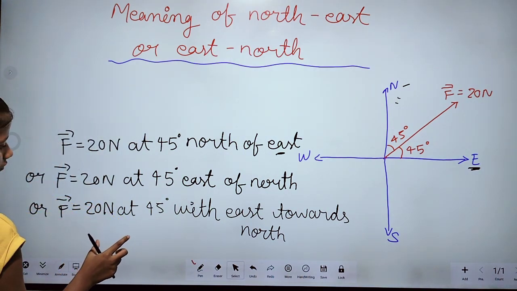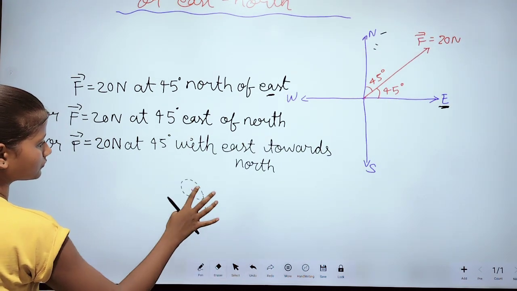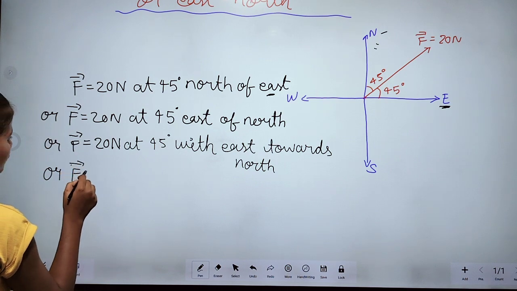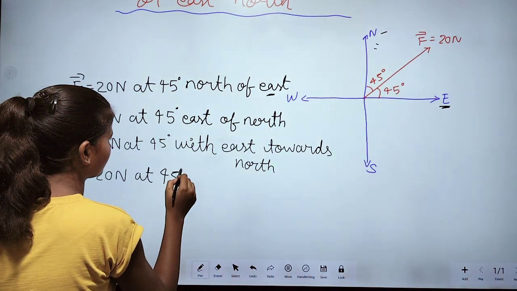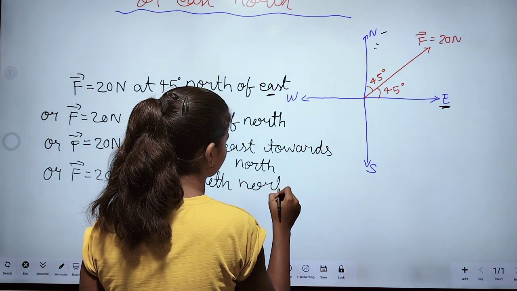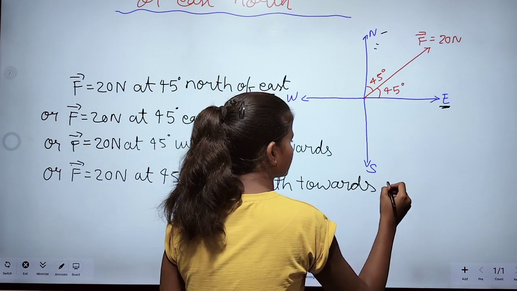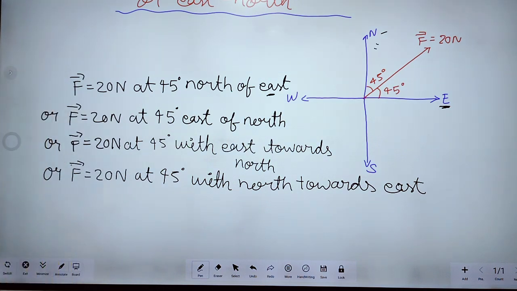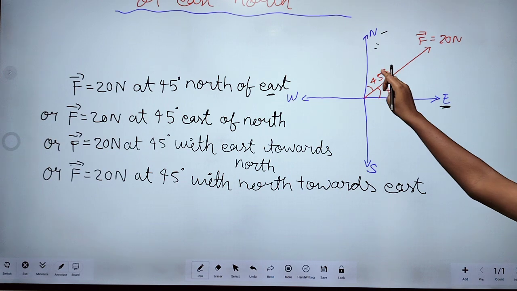Or force is equal to 20 Newton at 45 degree with north towards east. F vector is equal to 20 Newton at 45 degree with north towards east.